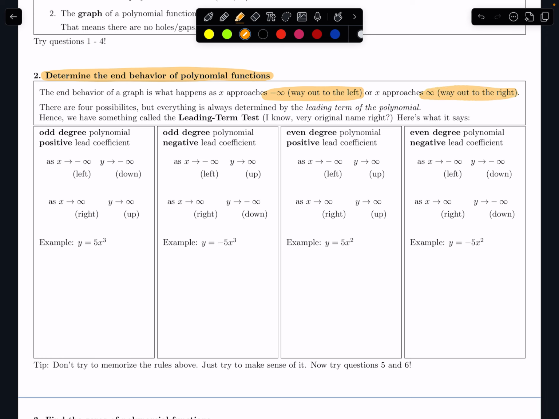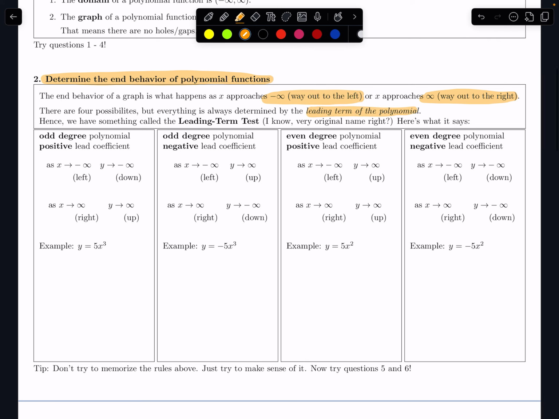Okay, so there are 4 possibilities, and the 4 possibilities for the end behavior of a polynomial function are determined by the leading term of the polynomial. So for that reason, we call the 4 possibilities together the leading term test. We're going to focus in on that leading term, which we spent a little time just now finding, right? We found the leading term.